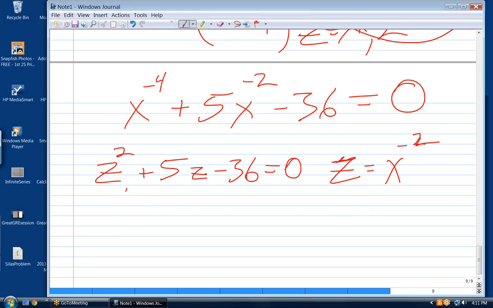Okay, now factor this. We need factors of 36 that do what to 5? Add to 5. No, subtract. Always, whatever this sign is in front of the constant, that's what they have to do. They either have to add or subtract depending on what that is. In this case, they need to subtract.